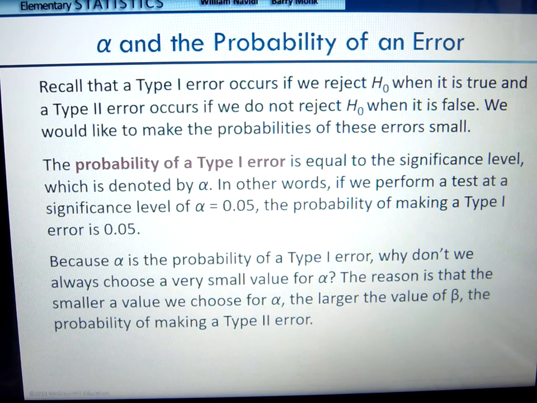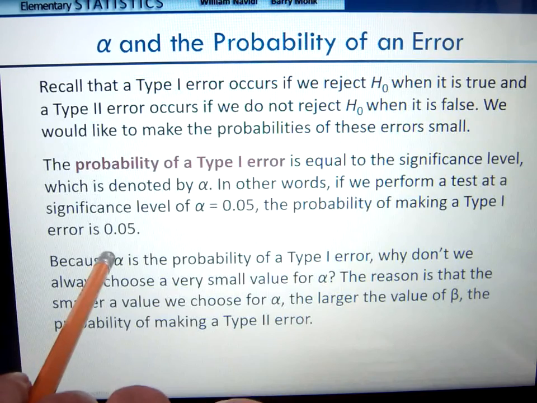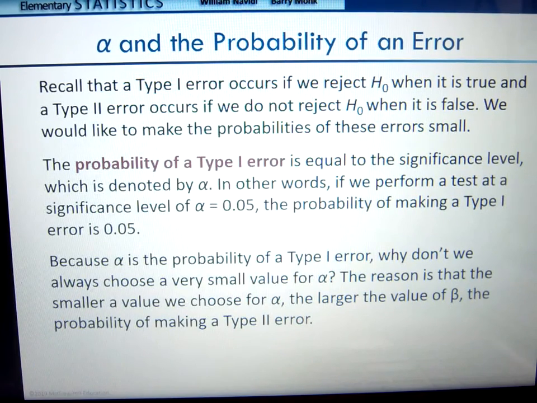In other words, if we perform a test at the significance level of 0.05, the probability of making a type 1 error is 0.05. Because alpha is the probability of the type 1 error, why don't we always choose very small values for alpha? Well, the reason is the smaller the value for alpha, the larger the value for beta, the probability of making a type 2 error.